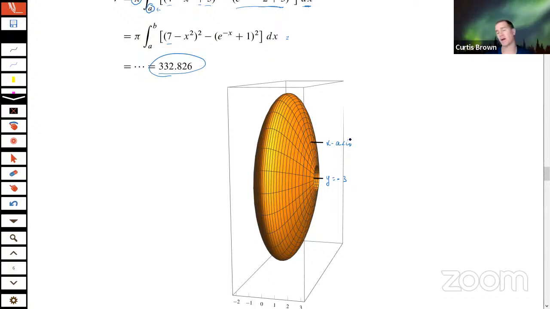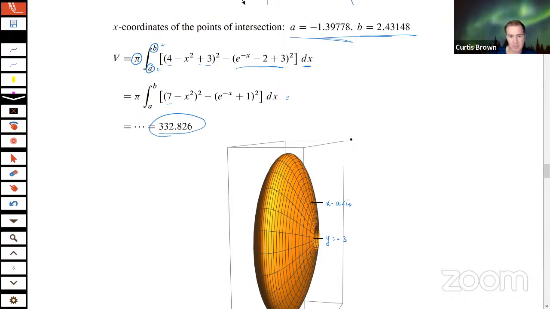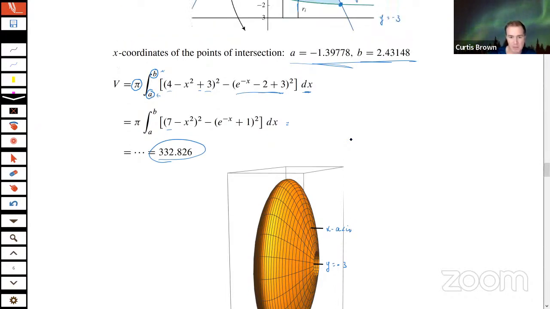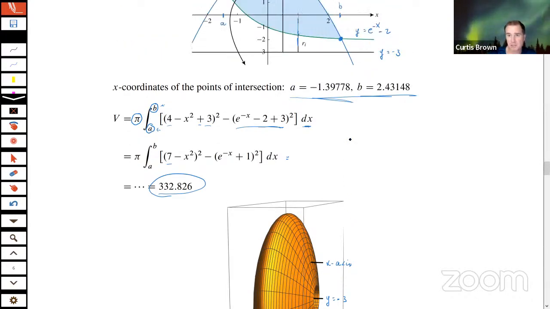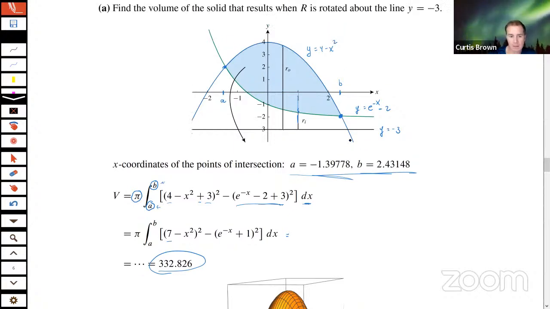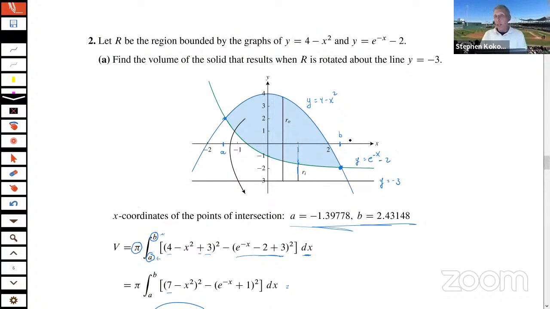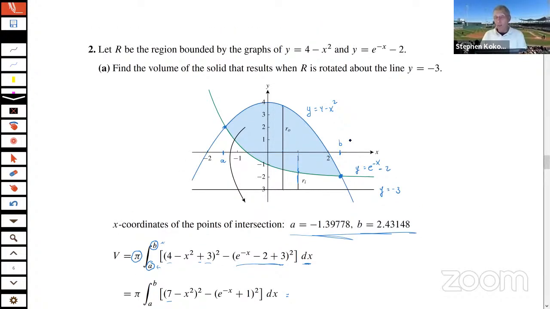I'm sorry. Hey, Steve, we got a question that came in. If we labeled the top, the blue equation, f of x, and the other green g of x, could we just show the integral of f plus 3 squared minus g plus 3 quantity squared? That is an excellent question. Is that reasonable? Yep, very reasonable.